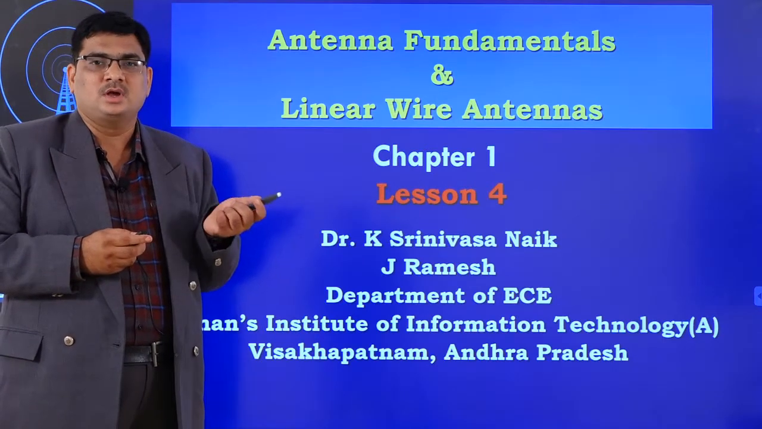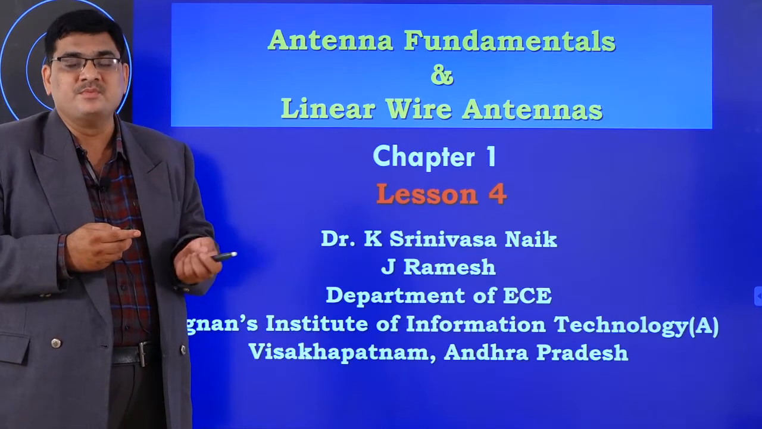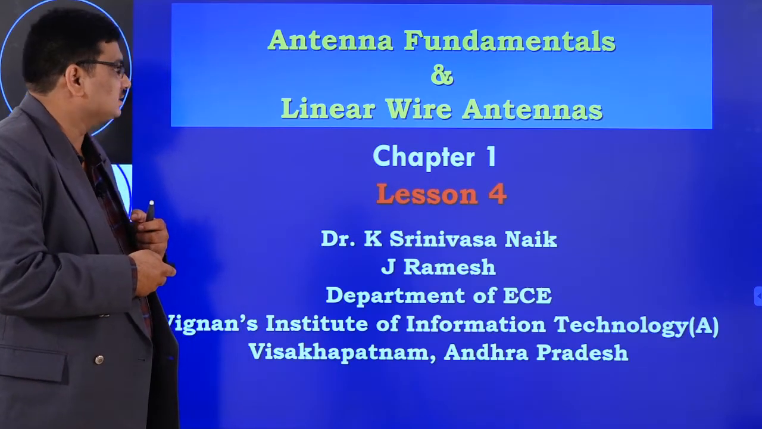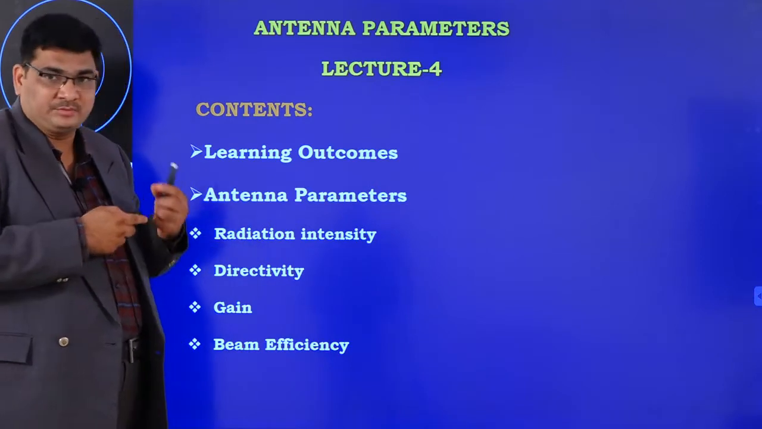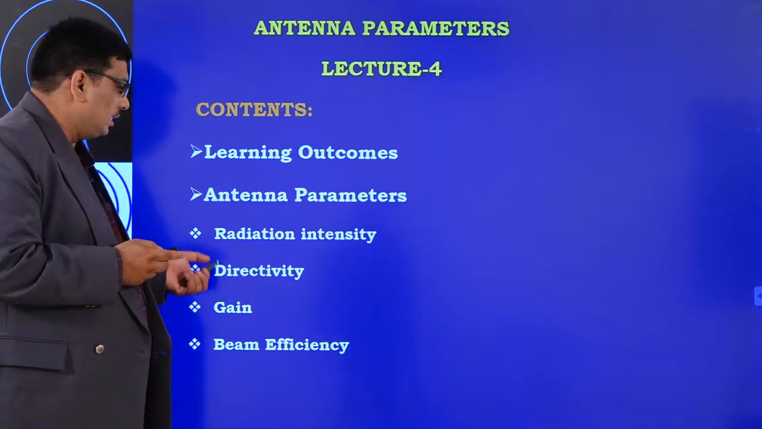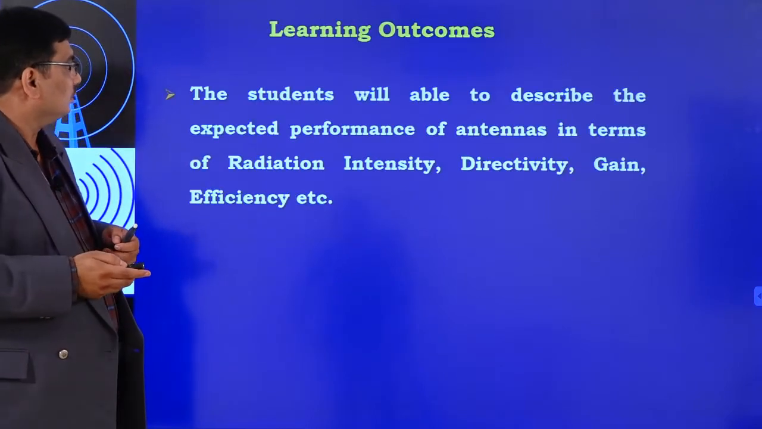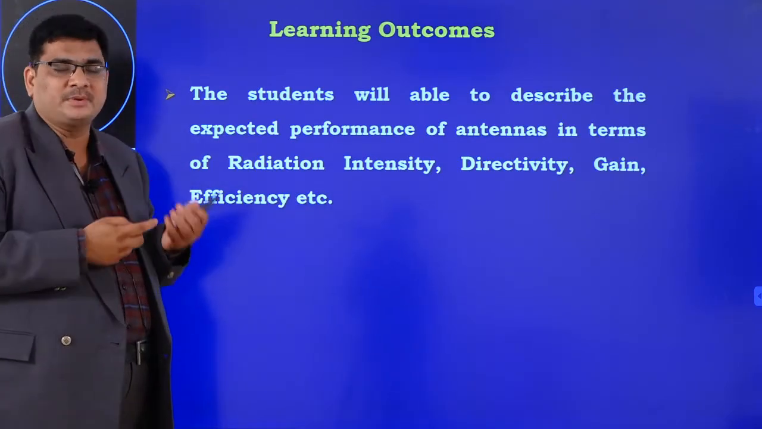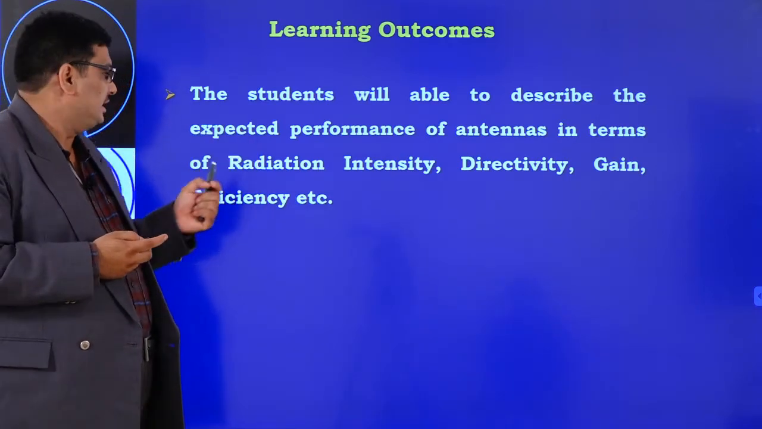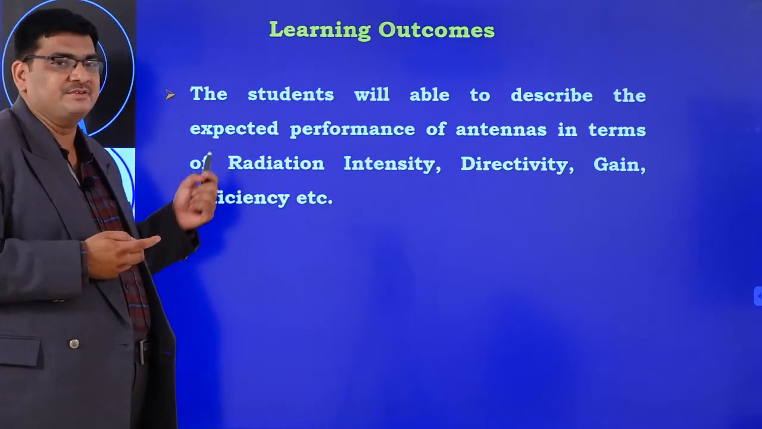In the last class, we discussed the radiation pattern, the beam width, and the field zones of the antenna. Now, in this class, we are discussing important parameters of an antenna: directivity, gain, radiation intensity, and also beam efficiency. Once this topic is over, the student will know the performance of an antenna in terms of its radiation intensity, directivity, gain, and efficiency.